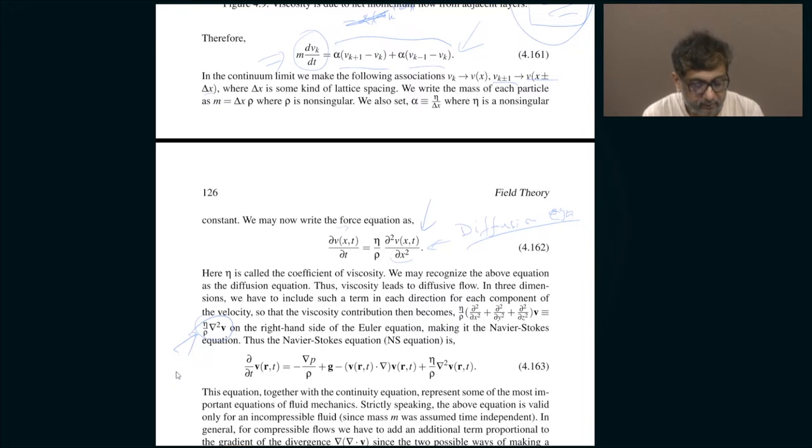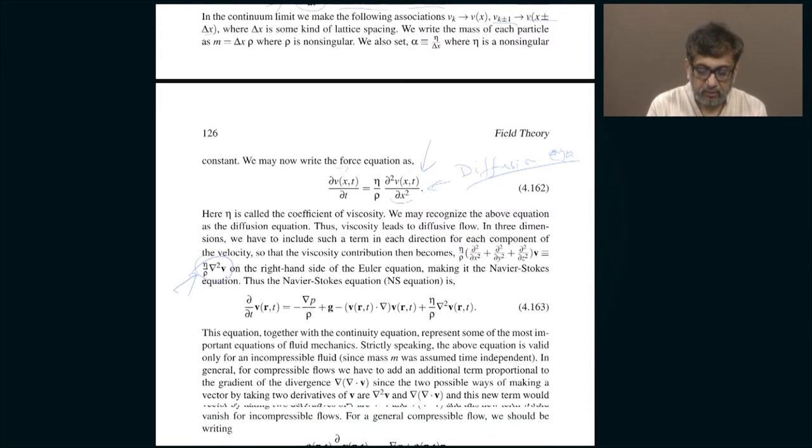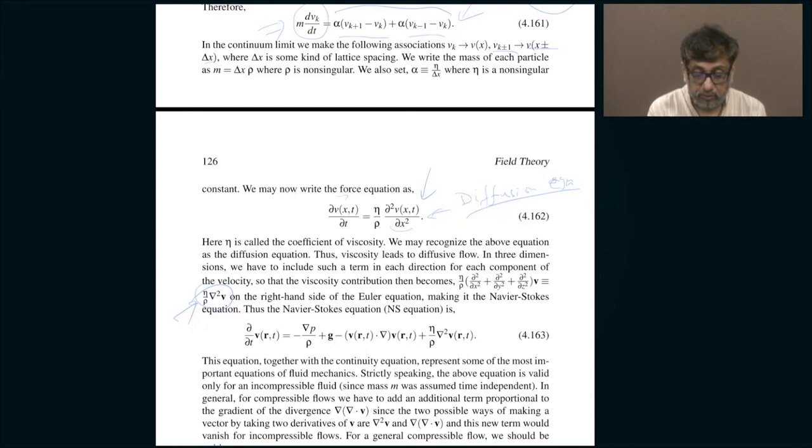Okay, so in other words, the drag acceleration due to internal friction or viscosity is basically proportional to the second derivative of the velocity field. So that means if velocity changes from point to point, then there will be an internal friction. If the fluid has the same velocity at all points in space, there is no internal friction. The internal friction comes because different points in the fluid move at different velocities.